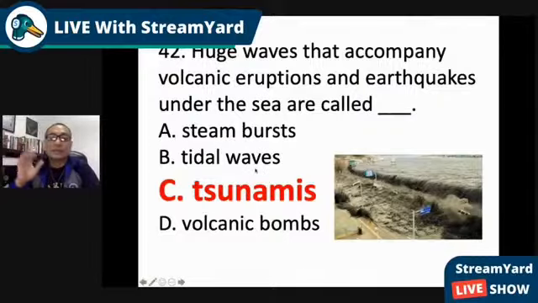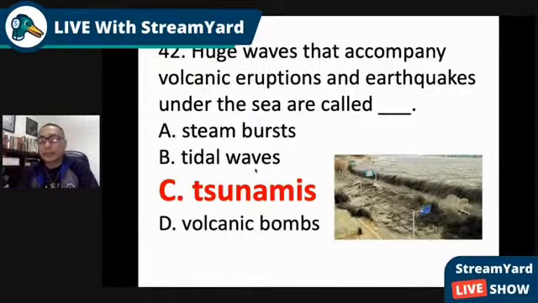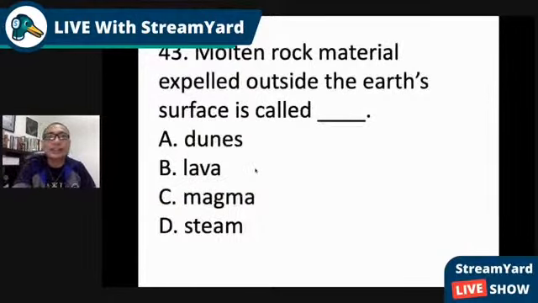Tidal waves are just waves produced by the usual tidal increase or decrease, and the difference in temperature. And the steam burst, we see that in many parks, like Yellowstone Park in the US, and volcanic bombs, accumulated heat energy that eventually explodes. Thank you for your answers. Number 43, molten rock material expelled outside the Earth's surface.